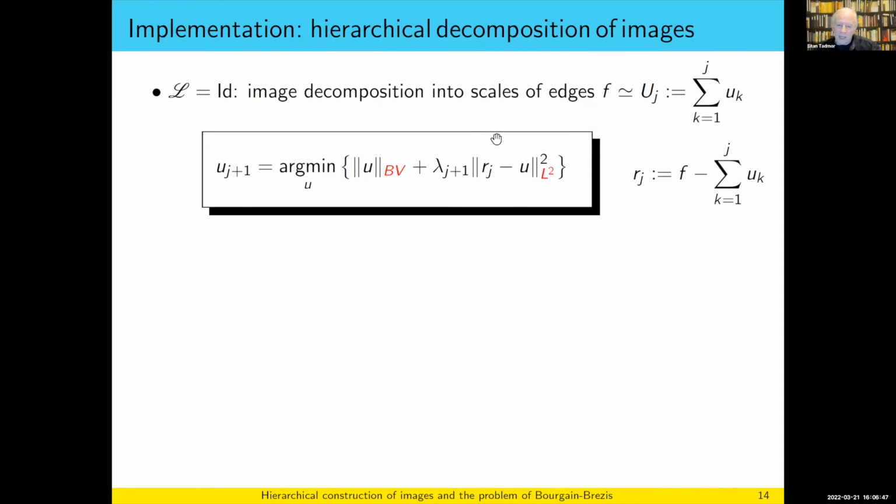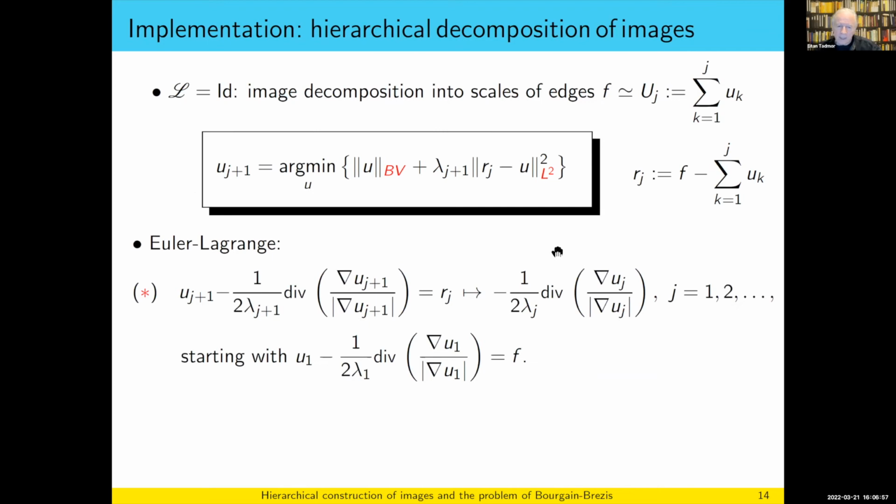So we have to find this kind of minimizer, the total variation of u plus lambda j plus 1, the residual from the previous iterations times the L2 of u. How do we find the minimizer? Essentially, we look at Euler-Lagrange. And let me write to you what are the Euler-Lagrange equations for this minimizer. It's this curvature term: the minimizer u_{j+1} satisfies u_{j+1} minus a coefficient times the divergence of the normalized gradient equals the previous residual, which happens to be that.